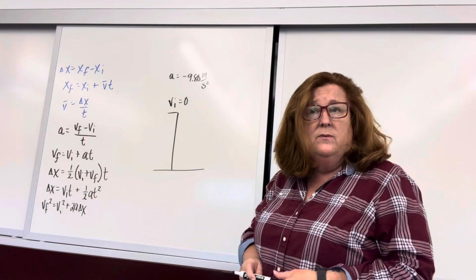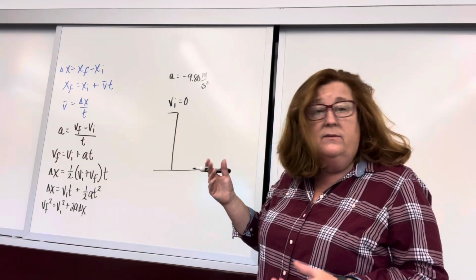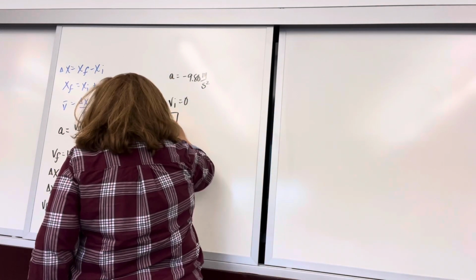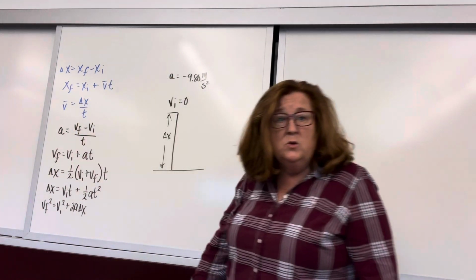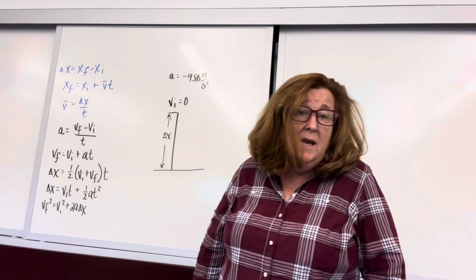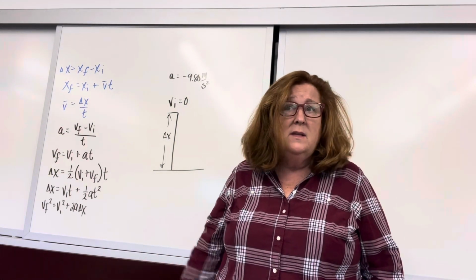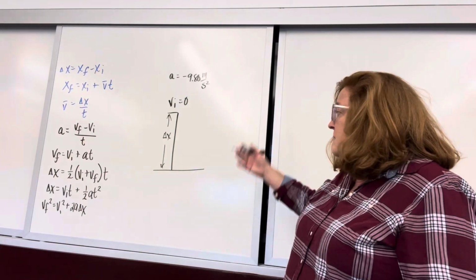Then they're going to ask you different things. How tall is this cliff? Okay. That's your displacement, and if you're dropping something, displacement is going to be negative. They ask you for how tall it is. That's a distance question, but that's delta x.